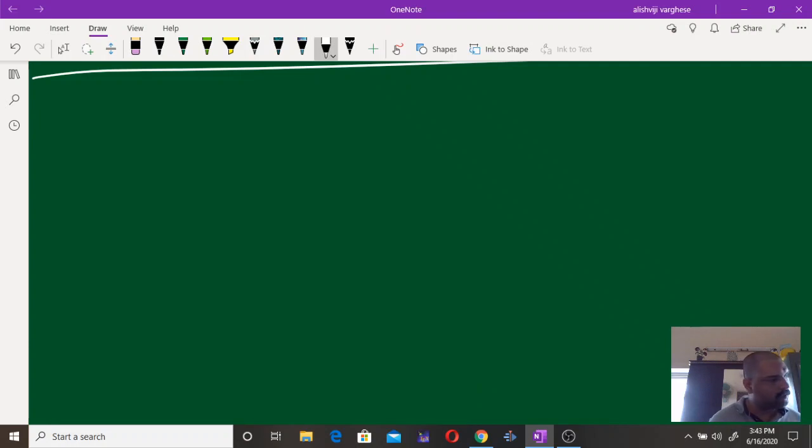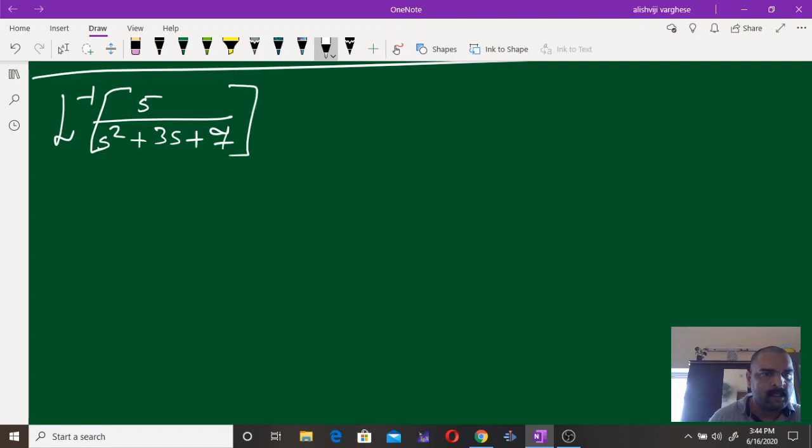And now another one: find the inverse Laplace transform, L inverse of 5 by s square plus 3s plus 7. 5 by s square plus 3s plus 7. So first observe whether this one can be factorized. S square plus 3s plus 7, whether it can be factorized into simple linear factors or not. And obviously 7 is a prime number, so it has factors 7 and 1 only, and so the roots are not integers, so it's not a simply factorizable polynomial expression, s square plus 3s plus 7.